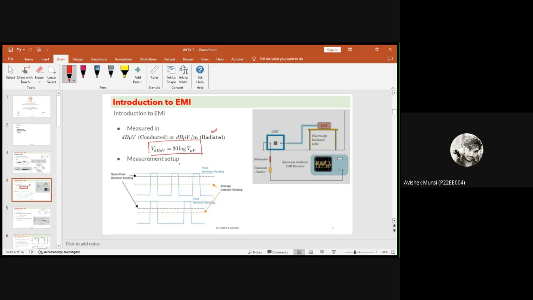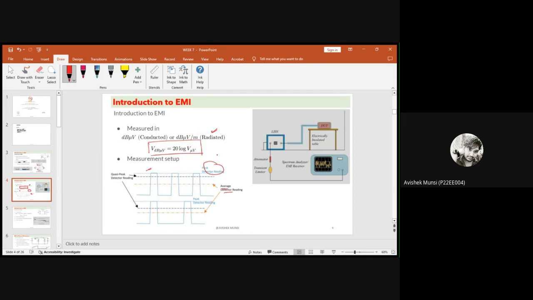In case of EMI, we consider the quasi peak, which is sensed for measuring EMI. I think it was discussed already. By using a peak detector reading, you can see this quasi waveform, and from there you can understand the average detector reading and the peak detector reading, and this is what we require for EMI testing. So how should the EMI testing lab look?